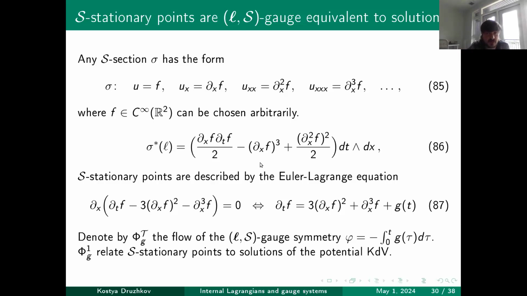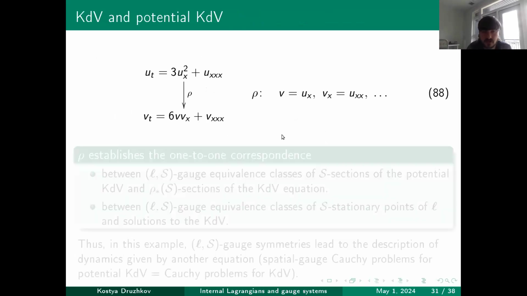So here again we have quite a weird situation in this case, where all the stationary points are LS gauge equivalent to solutions. But it's not the usual thing for this example. Let me explain it. It's well known that the potential KdV is related to the KdV equation itself. It's nothing but an introduction of a potential.